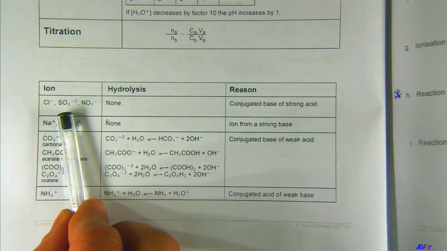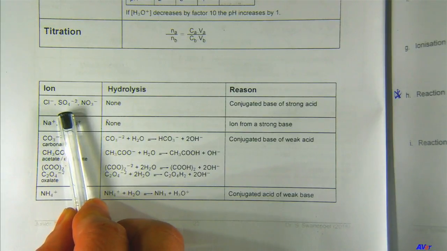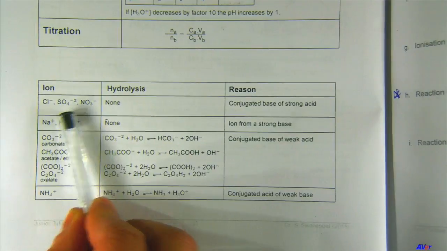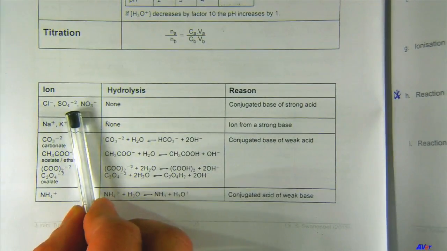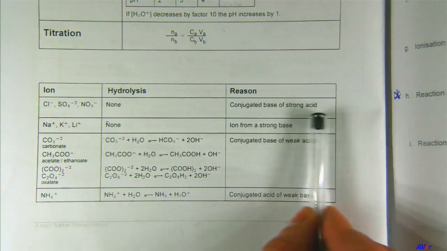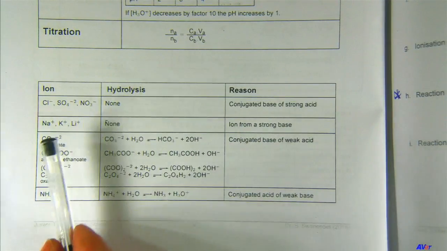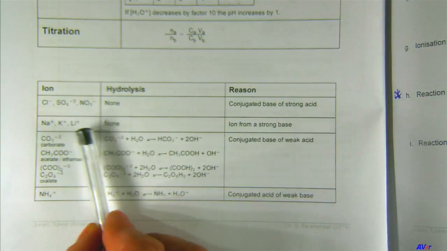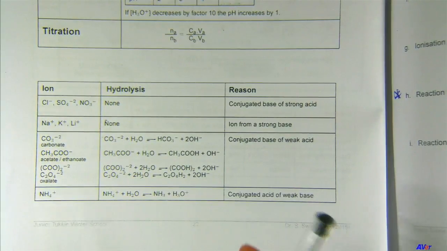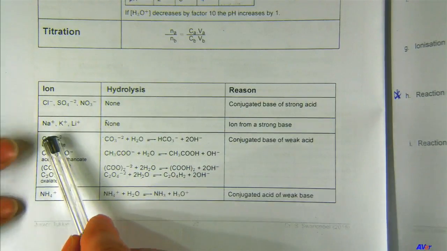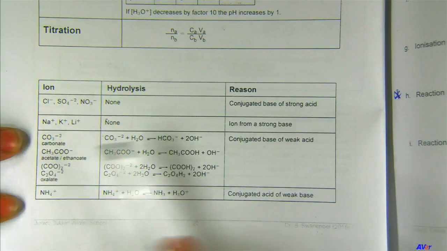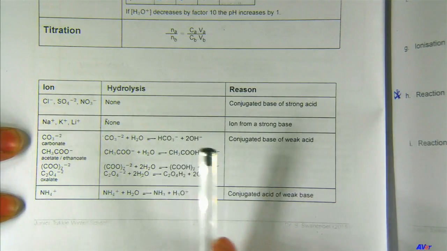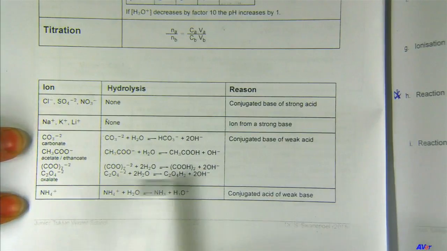How about SO4? Where does it come from? SO4 2 minus comes from sulfuric acid. Strong acid. So the SO4 2 minus is very weak. It won't react. So for all of those that come from something strong, they will not react. The same thing for the sodium, potassium, lithium. They will not react. But if you get to these guys, they come from something that is weak. So they are actually strong and they will be going back.